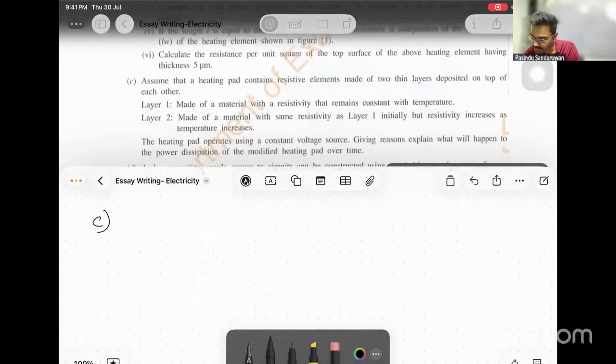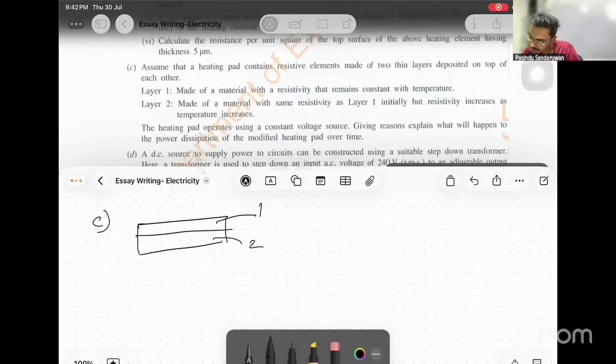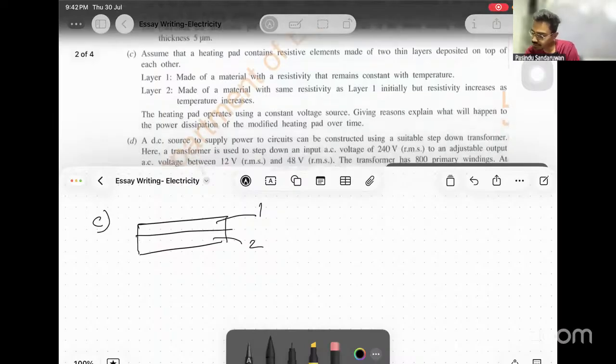Part C. Assume that a heating pad contains resistive elements made of two thin layers deposited on top of each other. Layer 1 is made of a material with resistivity that remains constant with temperature. Layer 2 is made of a material with the same resistivity as layer 1 initially, but resistivity increases as temperature increases. The heating pad operates using a constant voltage source. Giving reasons, explain what will happen to the power dissipation of the modified heating pad over time.